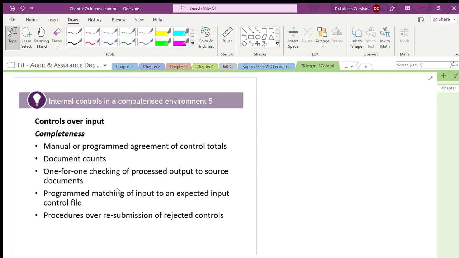Once this lecture is over, revise these points. Keep these points in mind. Automatically we can work out the question papers, and we will not find any difficulty in solving them. What is the control over inputs? Control in terms of agreement of control totals.